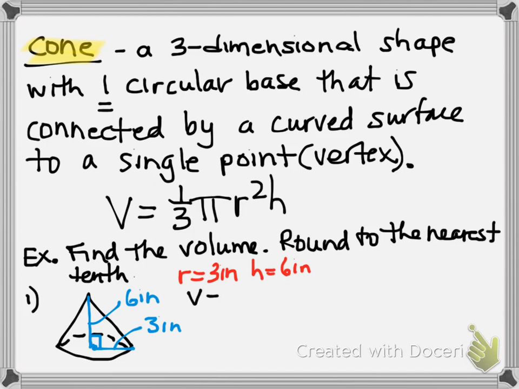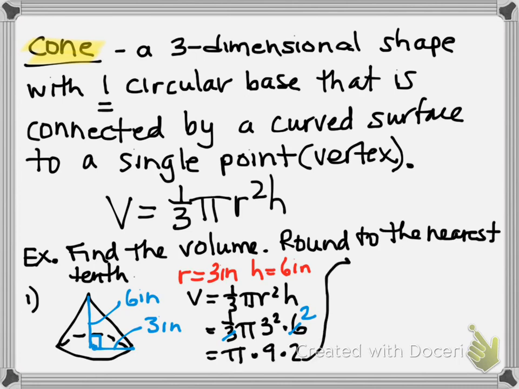So we write the formula first. V equals 1/3 pi r squared h. And then we start substituting in numbers. So the radius is 3, and we're going to square that, and the height is 6. So if we have a number that the denominator 3 can go into, that's what you're going to want to take care of. So 3 goes into itself once and into 6 twice. So that gives us pi, 3 squared is 9, times 2. And 9 times 2 is 18, so I have 18 pi.